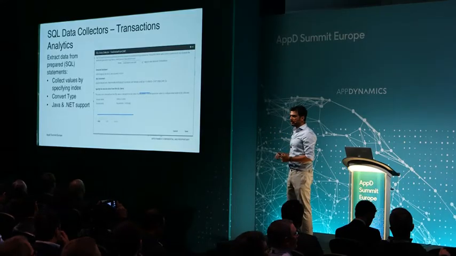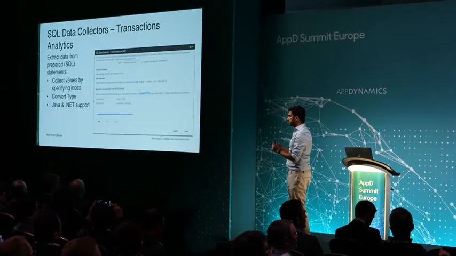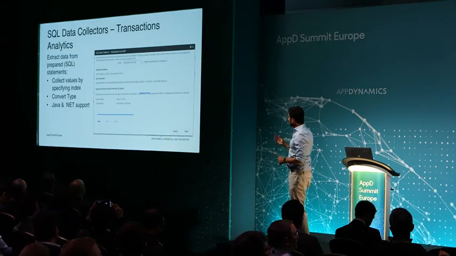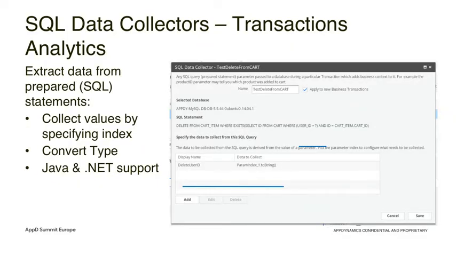Oftentimes, that means reaching out to your developer partners or someone in the dev team to help you with the class and the method name. With SQL data collectors, and it's controlled by role-based access control, if you have the access, you can see those queries. For any prepared statement, like the one you're seeing here, you can collect the parameter values. You can do that in your transaction snapshots.